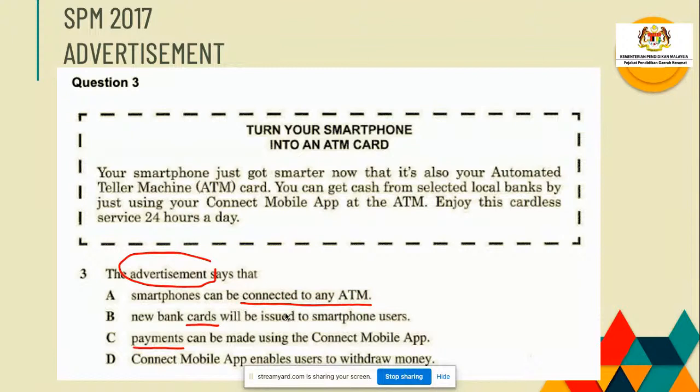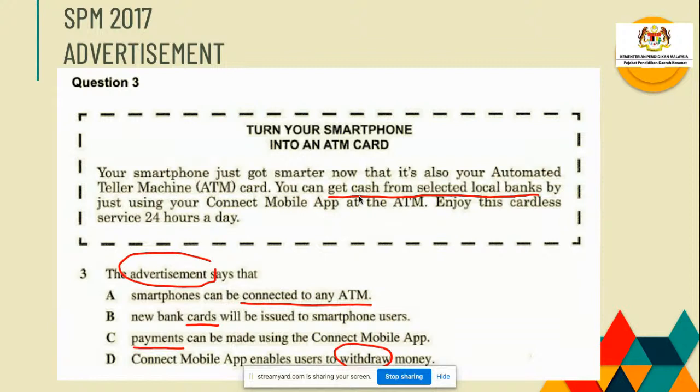Okay. Lepas tu C pula, payments. Adakah iklan ni bercakap tentang payment? So kita carilah bukti di mana ada cakap tentang payment. Tidak ada. So payments can be made using the, sedangkan yang actually advertisement ni bercakap tentang get cash. So payments memang tidak ada di dalam soalan. So A, B, C, kita memang very sure dia salah. So that's why the best choice is D. Okay, sebab apa? Perkataan get cash ni sama dengan withdraw, mendapatkan duit. Okay, so kalau kita biasa dengan perkataan-perkataan ini, we are familiar with this vocabulary, insyaAllah we can find the correct answer. Okay, like this one, withdraw, sama maksud dia dengan get cash from the ATM machine.